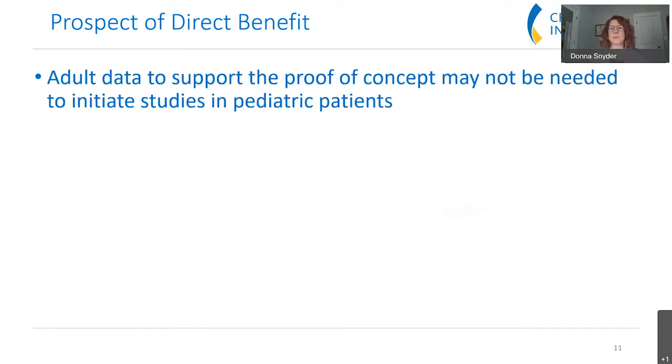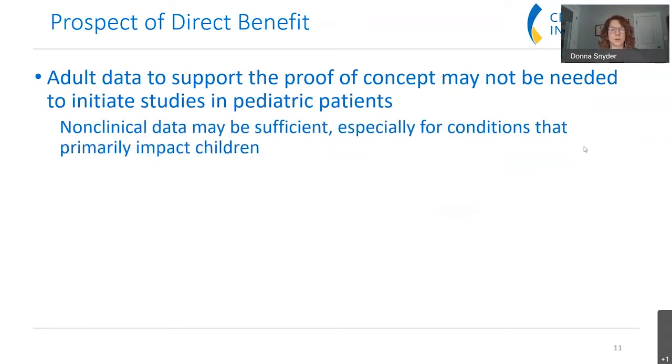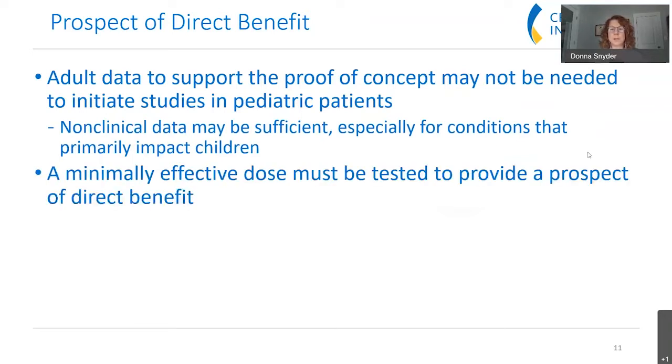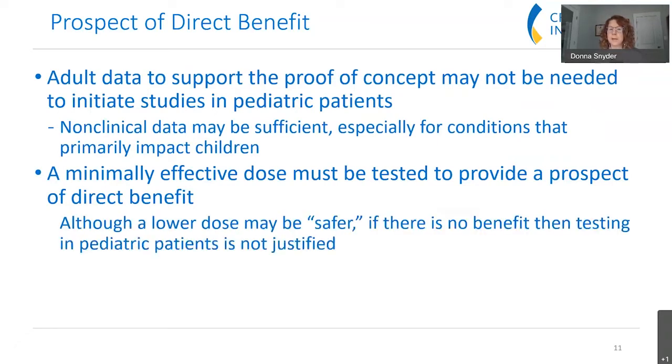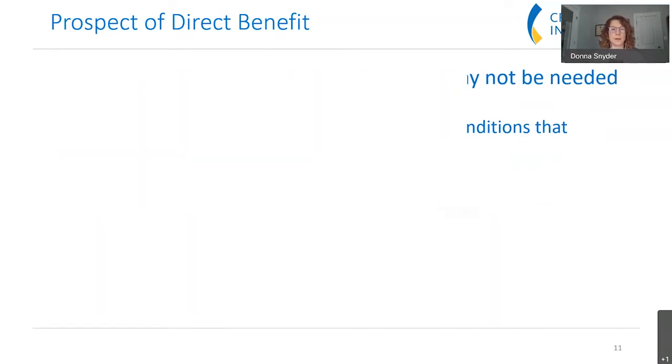So I'm just drilling a little bit more into this on this slide. So when we talk about what we need for proof of concept, adult data to support proof of concept may not be needed to initiate studies in pediatric patients. Non-clinical data may be sufficient, especially for conditions that primarily impact children. A minimally effective dose must be tested in a protocol to provide a prospect of direct benefit. Although a lower dose may be safer, if there's no benefit, then testing in pediatric patients is not justified.